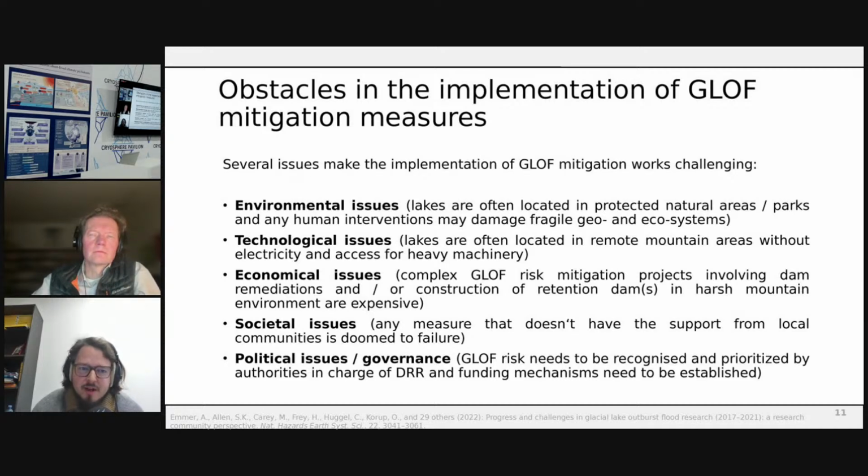There are economical issues. If you plan a complex flood risk mitigation project, such as the one at Lake Palcacocha, where you would like to remediate the dam, you would like to put retention dams, you would like to build flood walls, then it's of course very expensive. There are societal issues, which means that any measure for which you would not have the support from the local community is basically doomed to fail. And there were several examples from the Peruvian Andes documenting that. And there are also political issues, which means that first the flood risk needs to be recognized and prioritized by the authorities in charge of disaster risk reduction, and there must be funding. So without funding, nothing is going to happen.